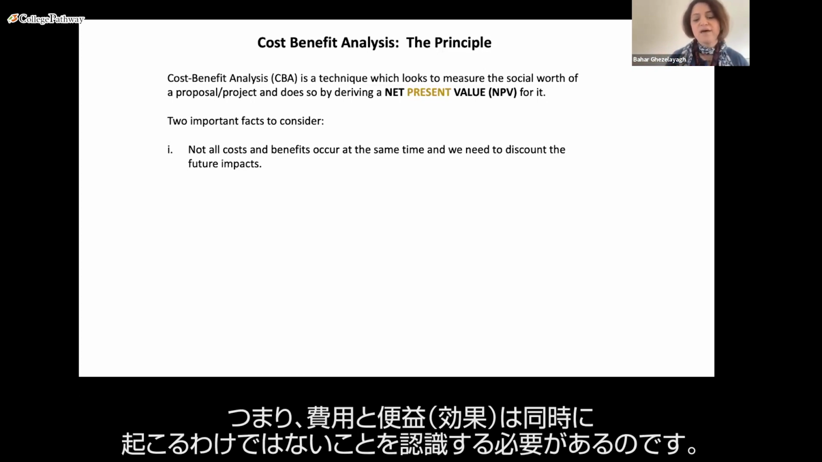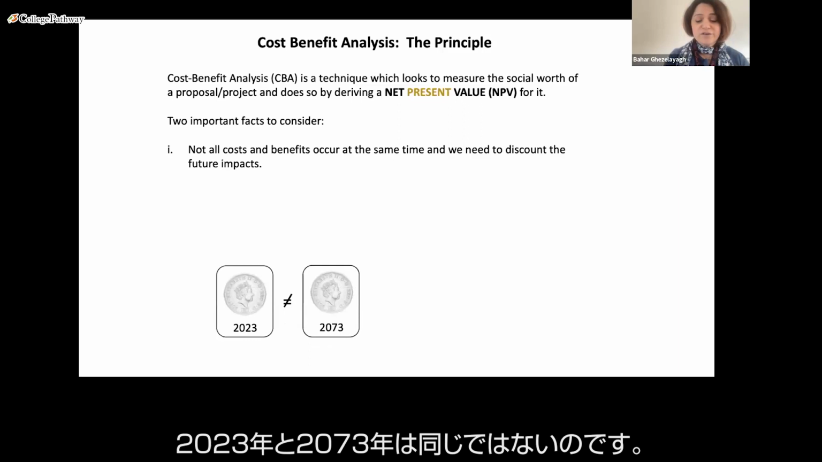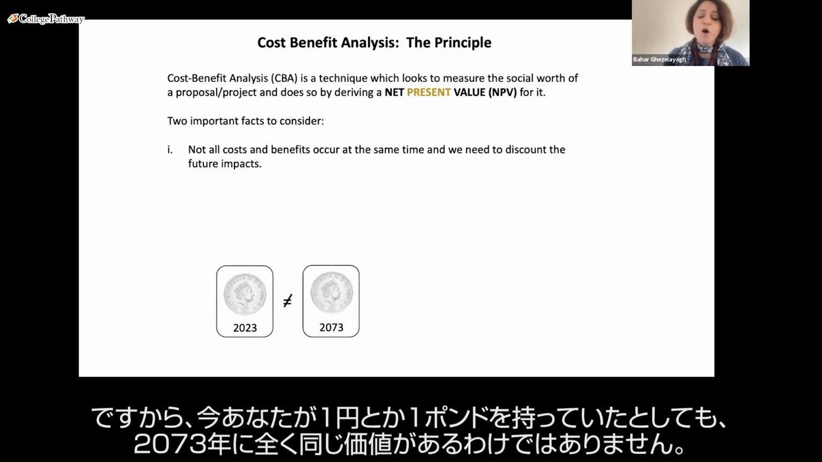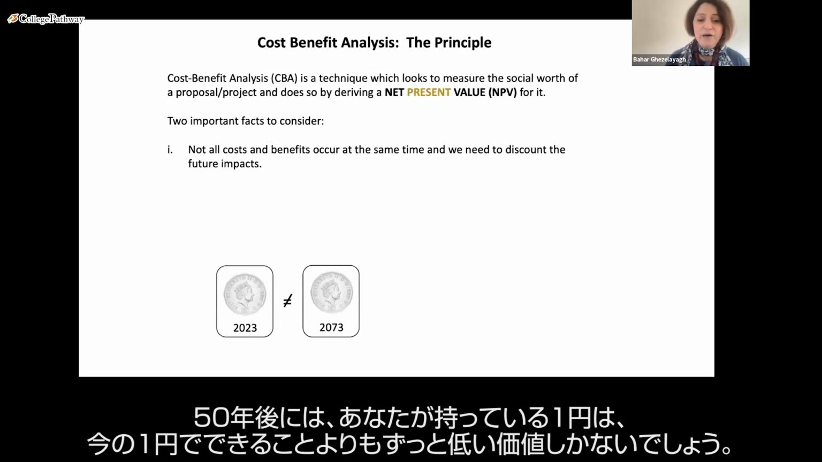So we need to be aware that the costs and benefits do not happen at the same time. So 2023 is not the same as 2073. If you have 1 yen or 1 pound right now, it is not going to be worth exactly the same in 2073. In 50 years from now, the 1 yen that you have will be worth far less than what you could do with your 1 yen today.